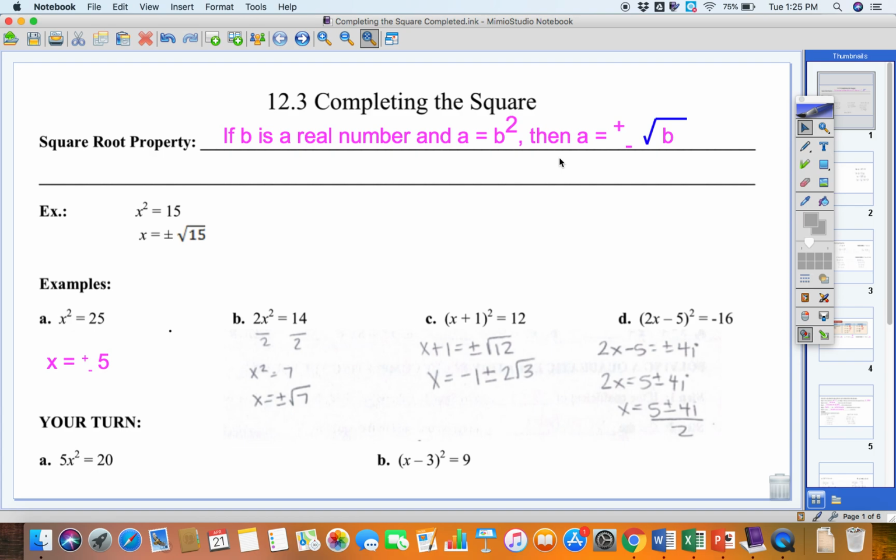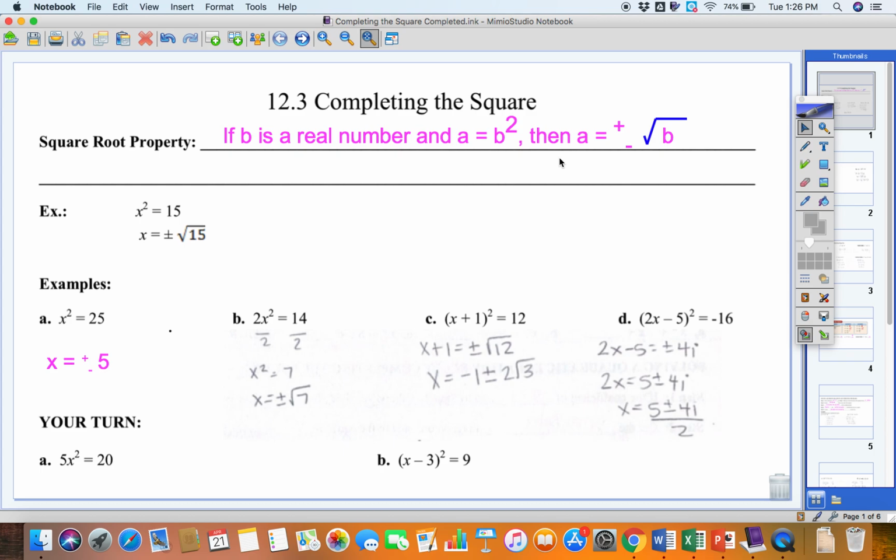So these examples here are set up for you and they're worked out. So the first thing you want to do is isolate the variable. In a, it's already isolated. So when you square root both sides, you get plus or minus 5 because the square root of 25 is 5. On number 2, you have to isolate the variable first. So we're going to divide both sides by 2 and get x squared equals 7. Then when you take the square root of both sides, you get x is equal to plus or minus the square root of 7 because it doesn't simplify at all.